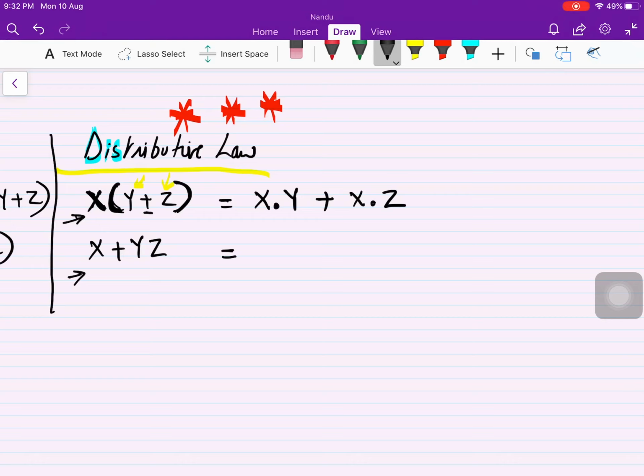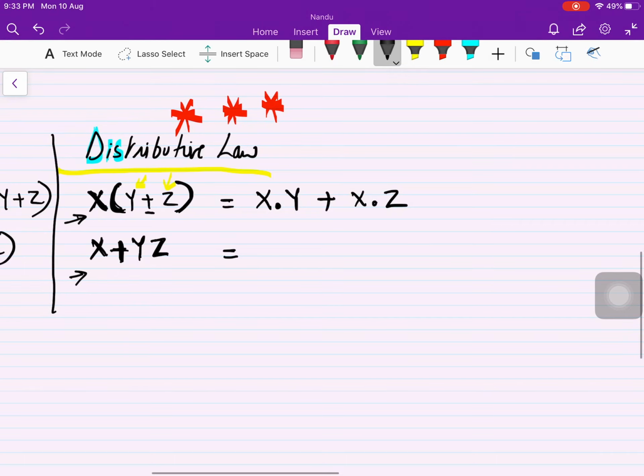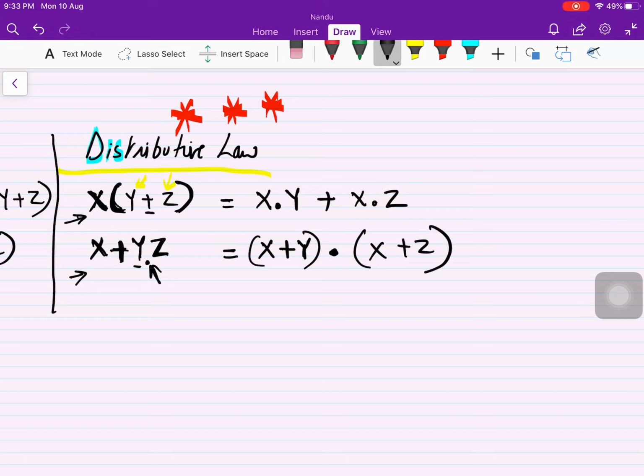Now for the second one, apply the same thing. x plus yz: after x, plus is coming, right? So write x, then plus, and what is next? y. After that, y into z is there, so there is a dot, and you write into x plus z. So this is distributive law. You can go through it and understand it more by trying it yourself, what I did here now. Okay, yes, thank you.